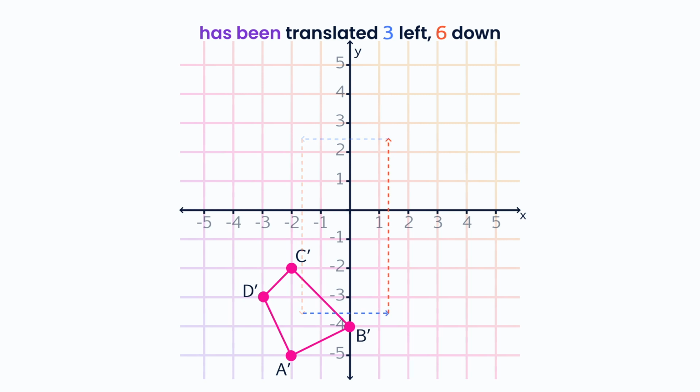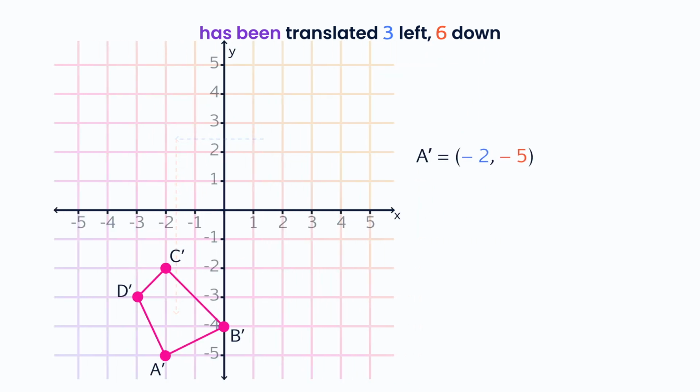Before you can start moving things, you need to read the coordinates of the 4 vertices of the translated quadrilateral. The coordinates of point A' are minus 2, minus 5. The coordinates of point B' are 0, minus 4. The coordinates of point C' are minus 2, minus 2. And finally, the coordinates of point D' are minus 3, minus 3.